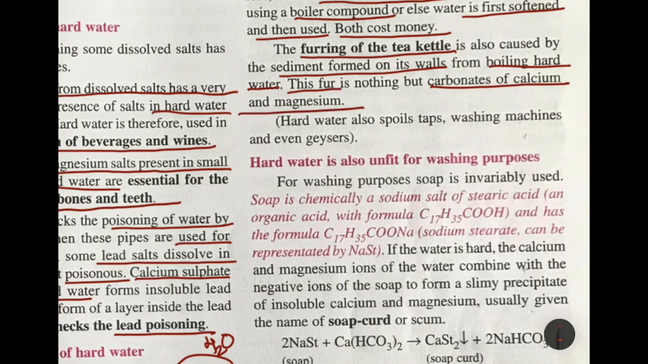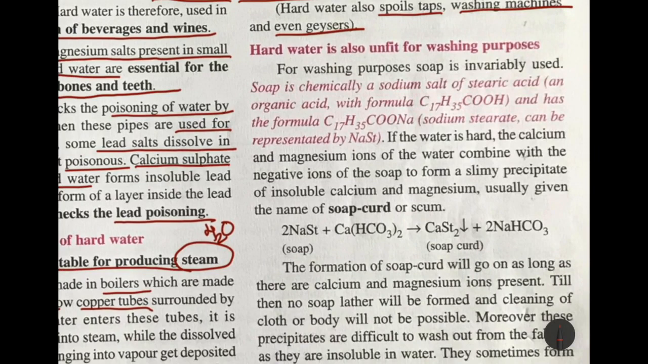Now hard water, remember children, also spoils taps, washing machines, and even geysers. Now, hard water is also unfit for washing purposes. Now, for washing purposes, what do we use? We use soap. Now, soap is actually a chemical compound. It is a sodium salt of stearic acid, which is an organic acid.